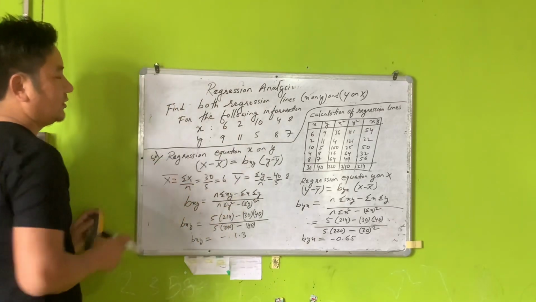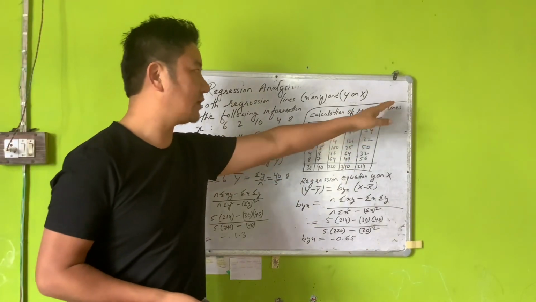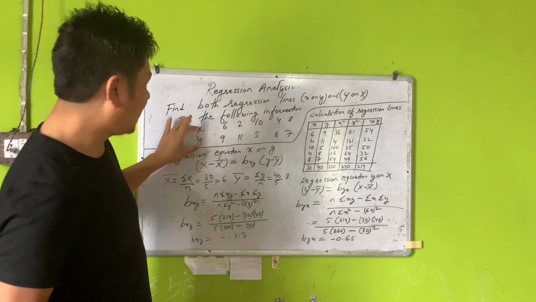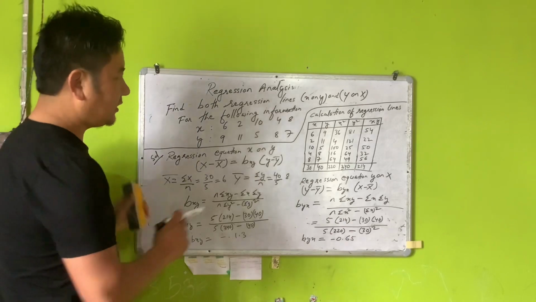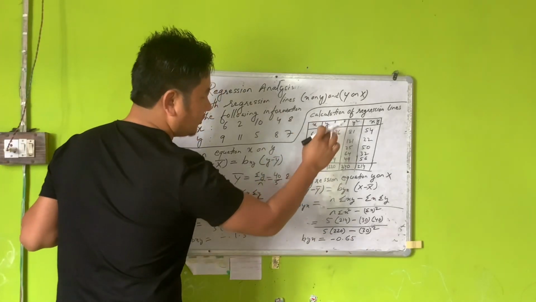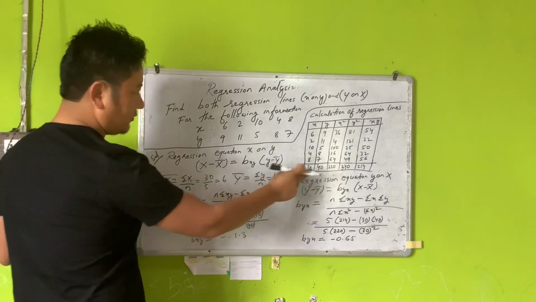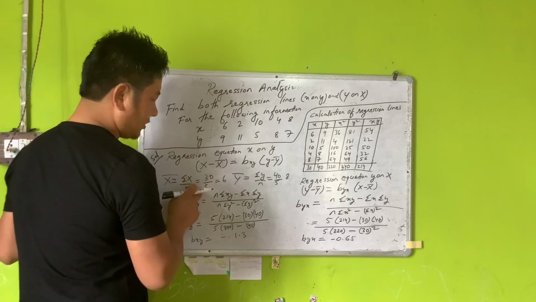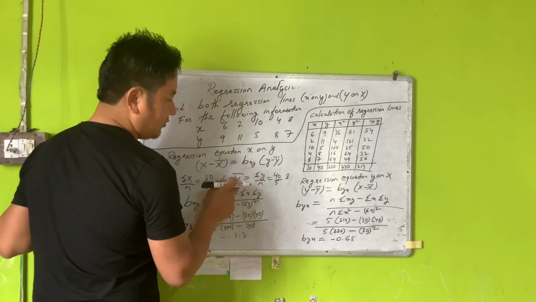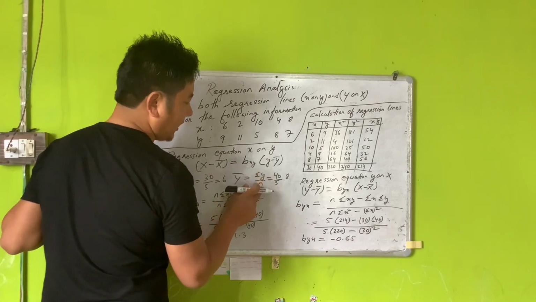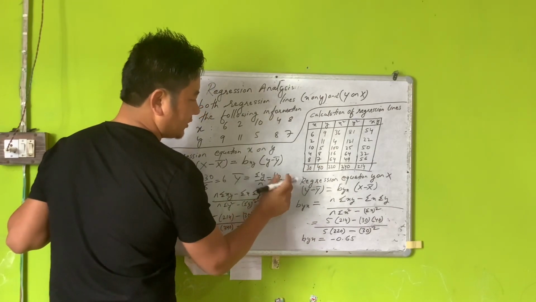So this can be solved using the table. I have written the calculation of regression lines here. You just copy the x values and y values here. When you total x, it will be 30. When you total y, it will be 40. So x bar is equal to summation of x, 30, divided by the total number, 5. So it will be 6. Likewise, y bar is equal to summation of y divided by n. So summation of y is 40 divided by the total number 5, which is equal to 8.